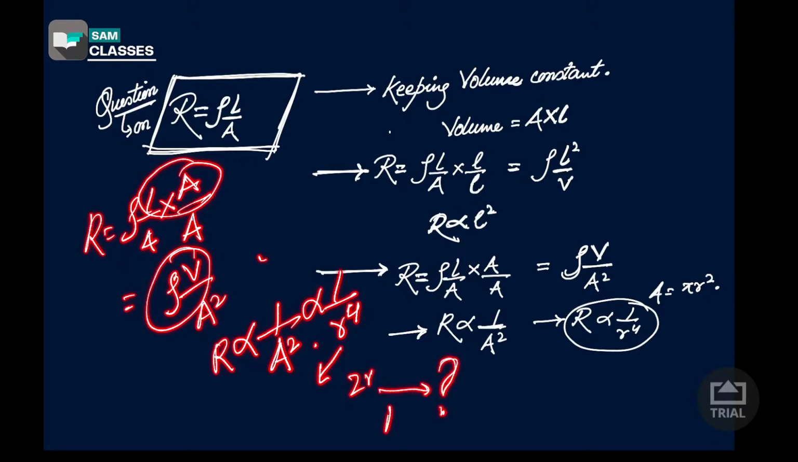So if I am making the radius double, resistance will change to how many times? Come on, people, tell me an answer. If I'm making the radius double, it will be 1 by 2 power 4 times. Very simple, very easy. So this is the way you need to approach these kinds of problems.